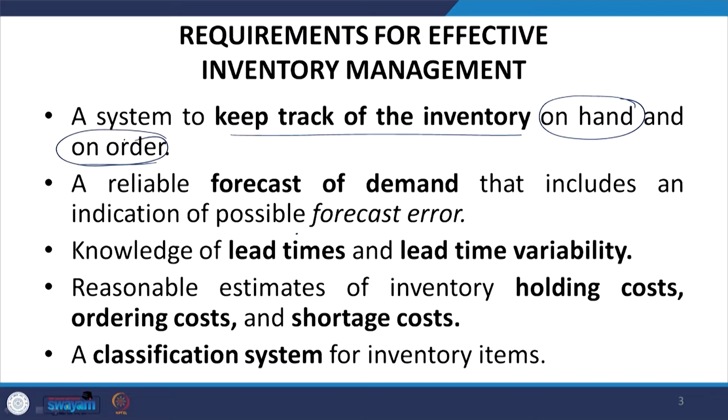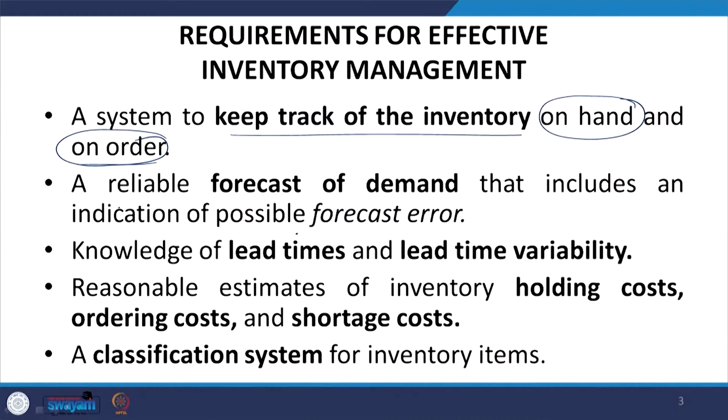Both these things are equally important: how much you have in hand and how much you are going to get in due course of time. This is more important particularly when there is a change of guard, because when a single person is handling the inventory, the on-order issue will not trouble you much, but when there is a change of guard, this issue becomes more important. The second important requirement for effective inventory management is a reliable forecast of the demand.